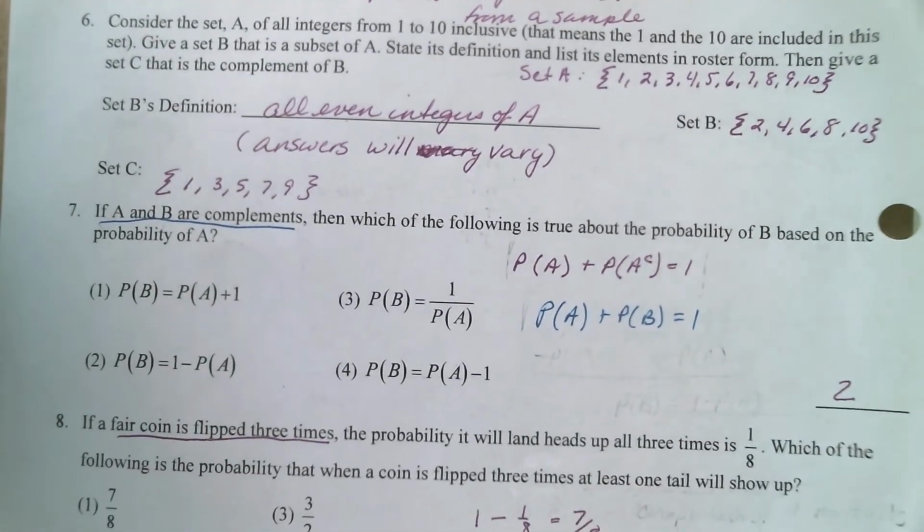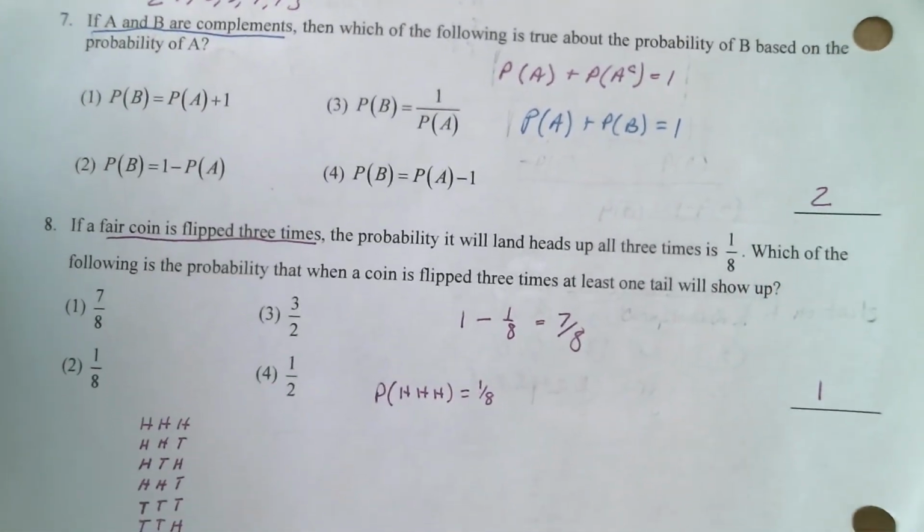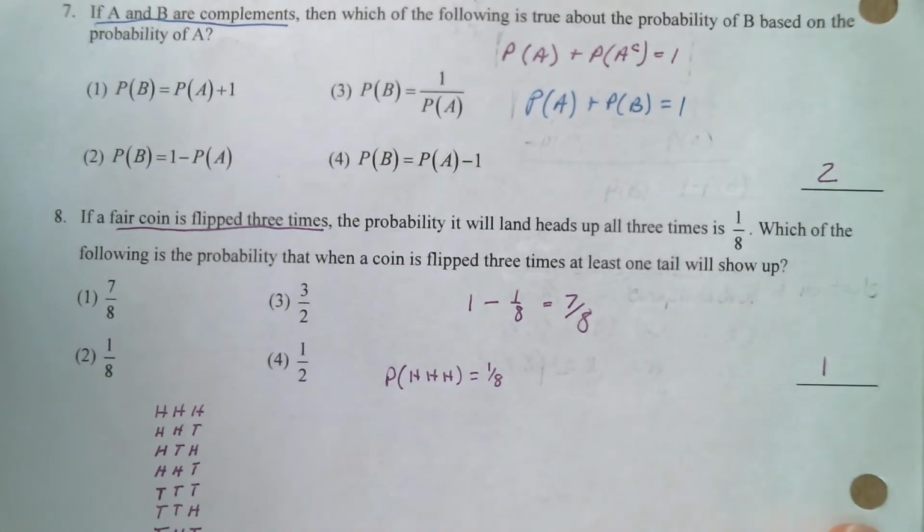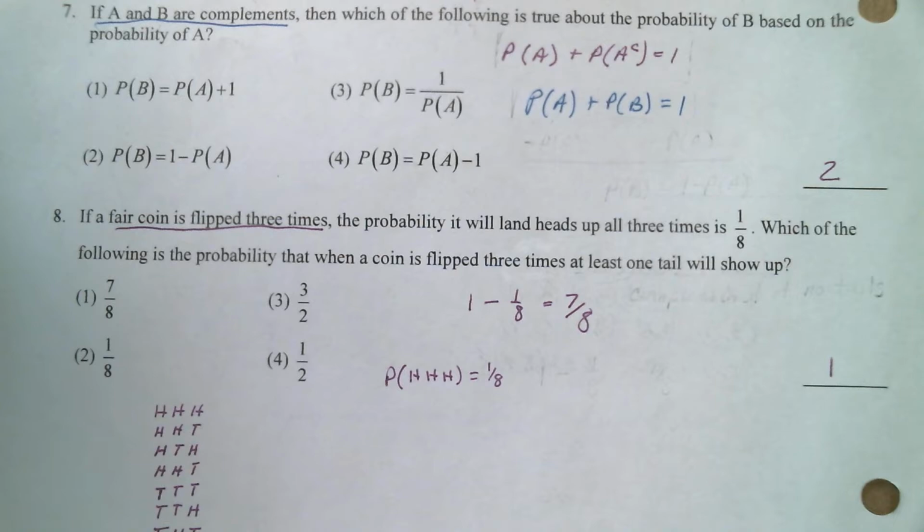Number 7 is choice 2. And number 8 is choice 1. So if all your answers were correct, great. You're done watching the video. You checked your answers, so now you can start the next lesson.